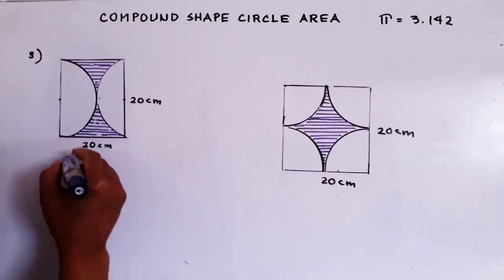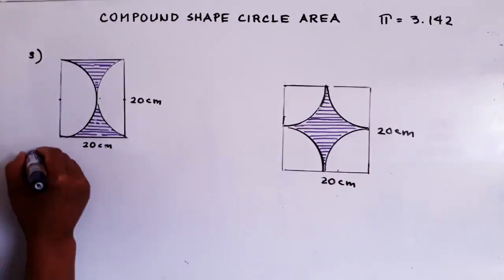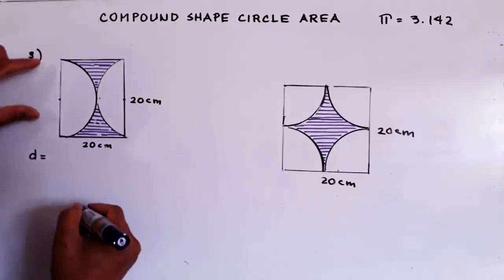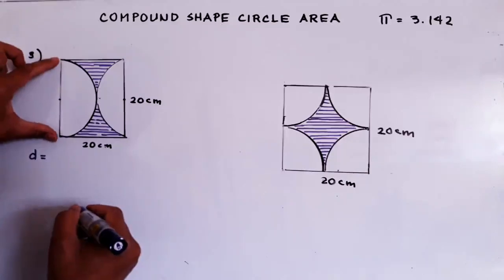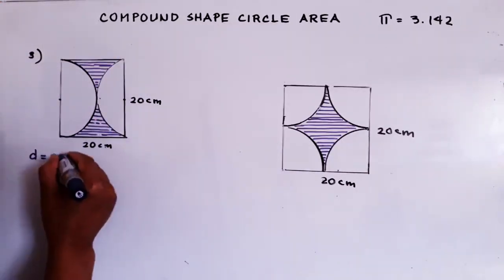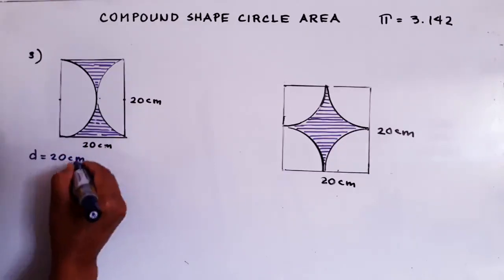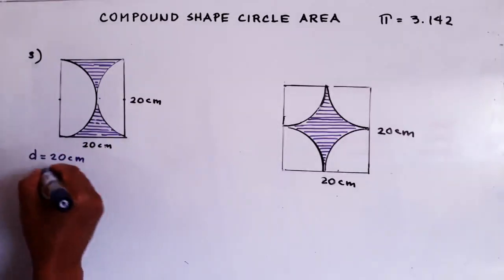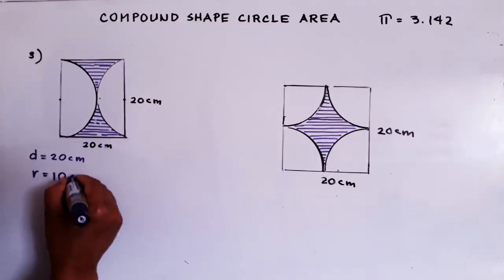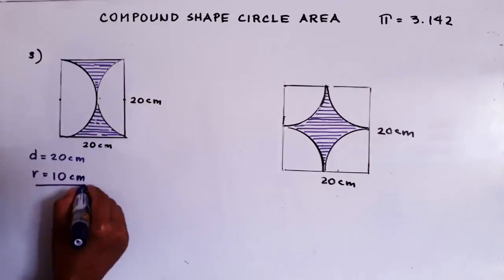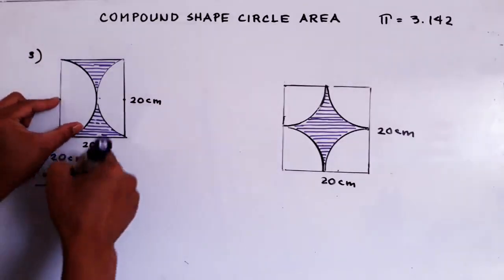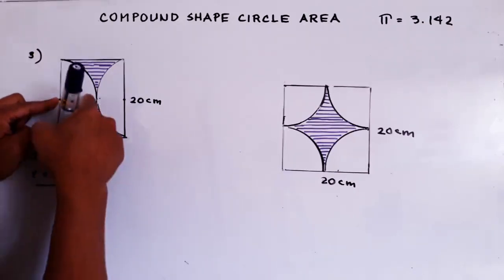So here, let's have the diameter first of our circle. The diameter of our circle is from here up to here, which is 20. So we have 20 cm, but we are not going to use that one, we are using the radius. So the radius is 10 cm. Okay, we are going to use this one. This one is 10, 10, 10, up to here is 10, half, and then 10.